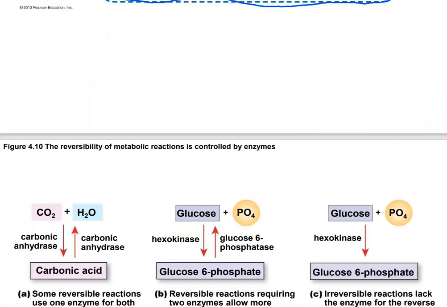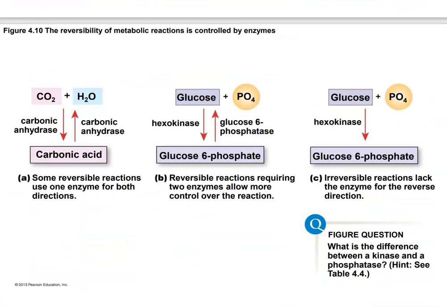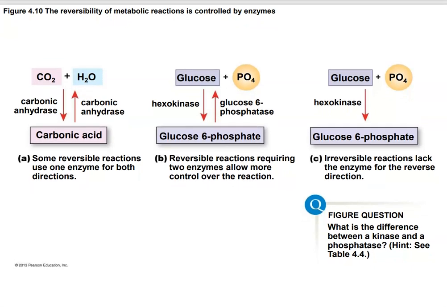So let's move on to take a look at some reversible metabolic reactions that are controlled by enzymes. Example A shows you how we have a reversible reaction. And I told you earlier that's very important for our pH homeostasis. The conversion of CO2 plus water to carbonic acid is completely reversible and depends on what your body needs. Both steps are catalyzed by carbonic anhydrase, and so here we have one enzyme for both directions.